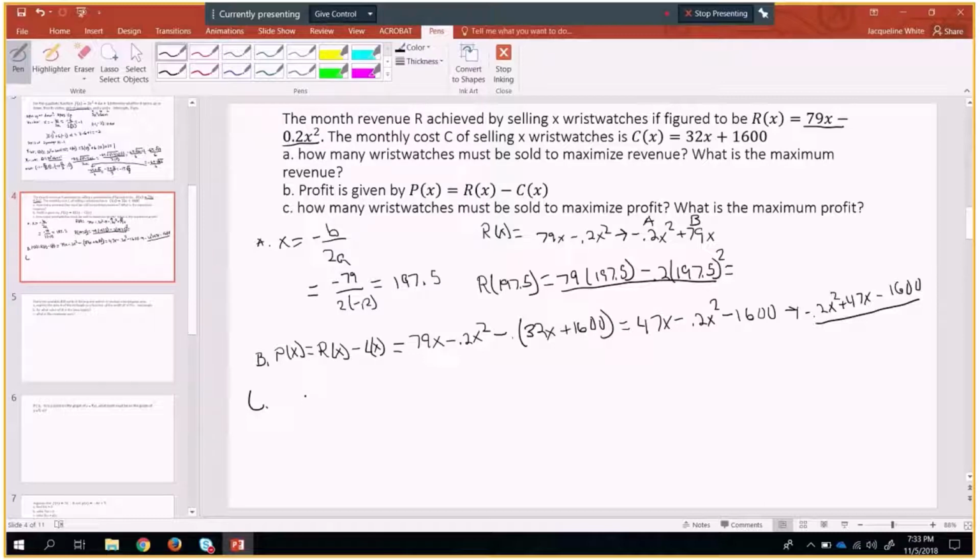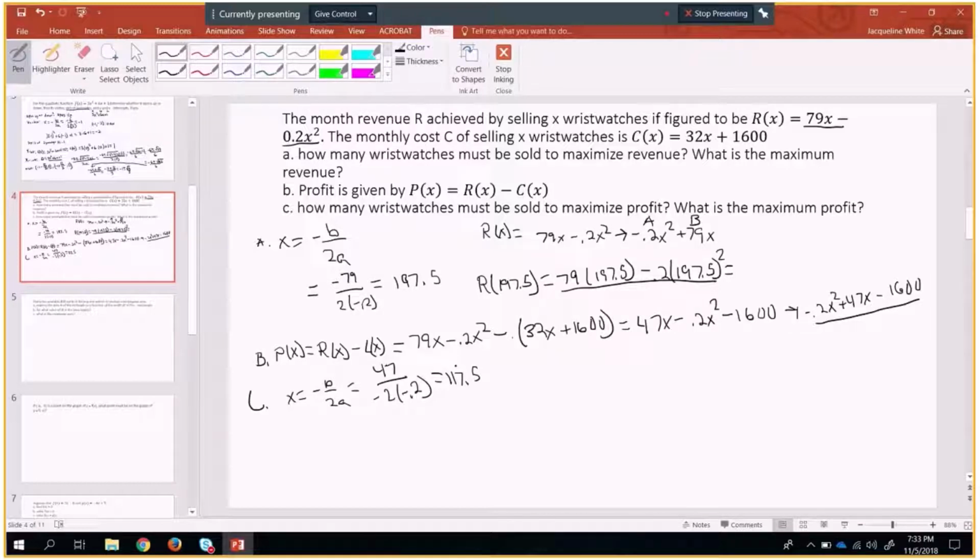All right. So then we have that x is equal to negative b over 2a. And we know that b is 47, and we know that a is negative 0.2, so we just plug that in. 47 over negative 2 times negative 0.2. And if I do that quickly on the calculator, that's going to be 47 over 0.4, which is equal to 117.5.